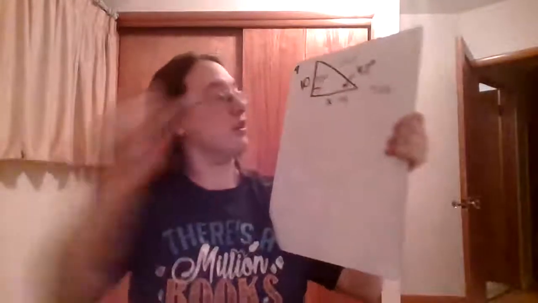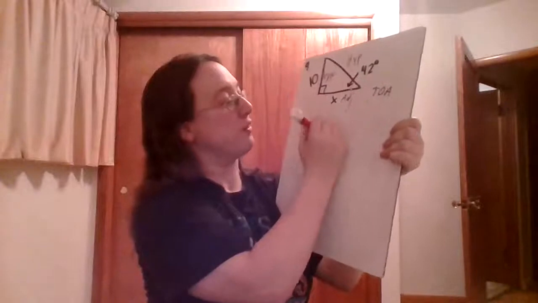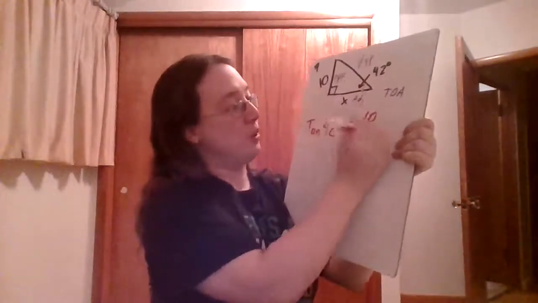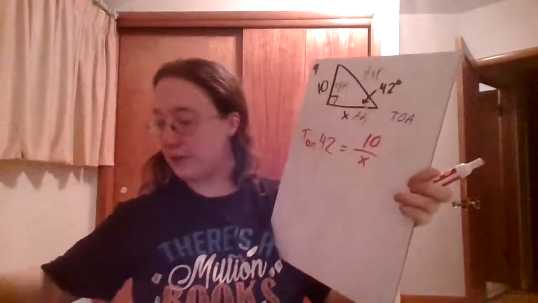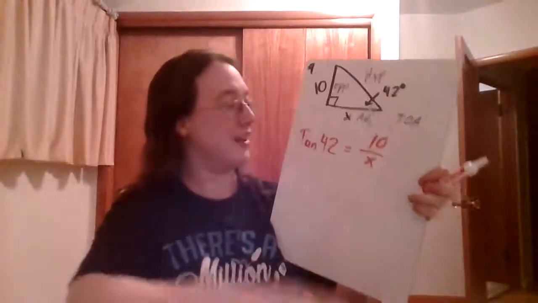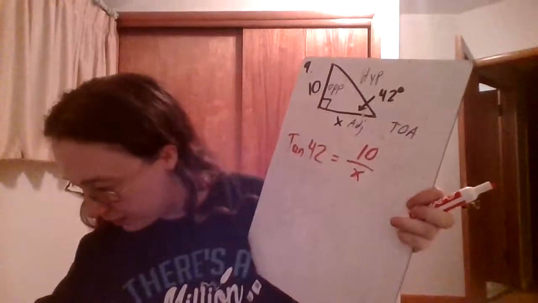So we want to say the tangent of 42 is your opposite side, which is 10, over your adjacent side, which is x. And just a friendly reminder to take all of your calculators and stick them in degrees. So your tangent of 42 should give you 0.9004.